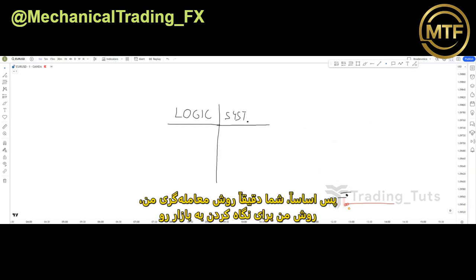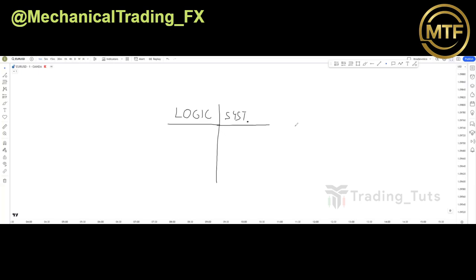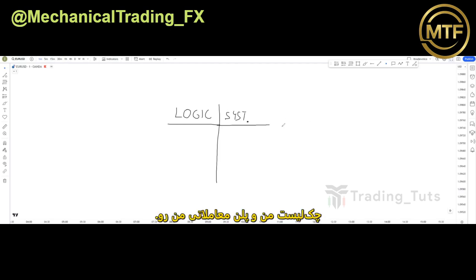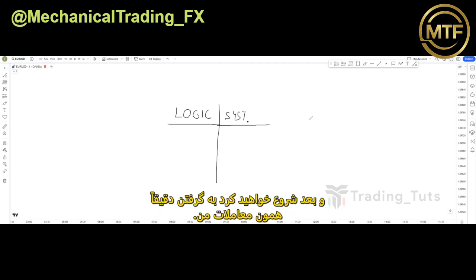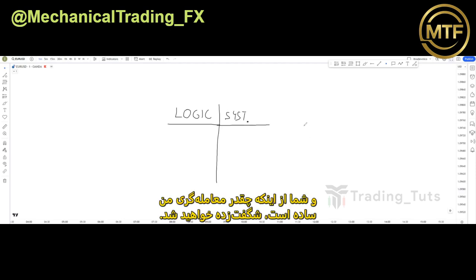Right, so basically you're going to learn exactly my way of trading, my way to approach the market. You're going to be able to catch my same exact trades, because you don't have to learn my logic. You don't have to learn my experience or my personal preferences. You just have to learn the way I approach the market, my checklist and my trading plan. And then you will start taking my same exact trades, right? So that's what you're going to learn in this course. I'm going to explain everything to you from A to Z, and you're going to be surprised about how simple my trading is.